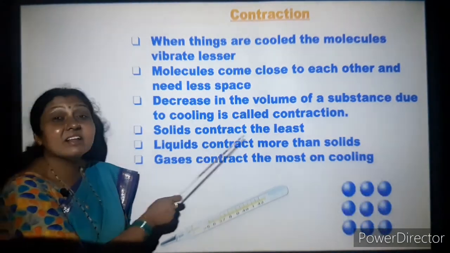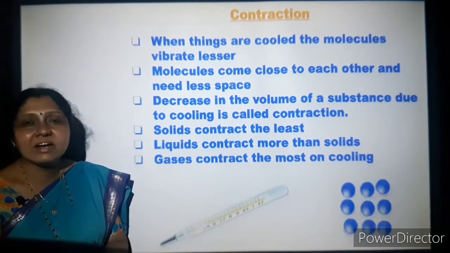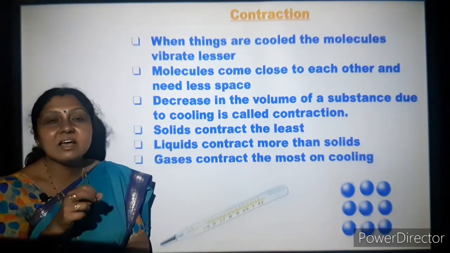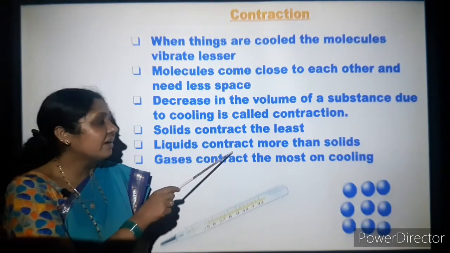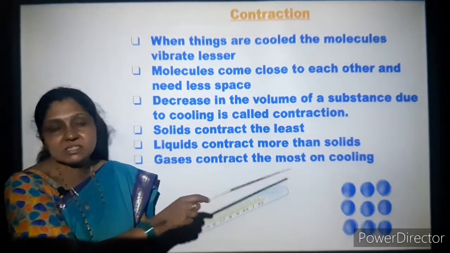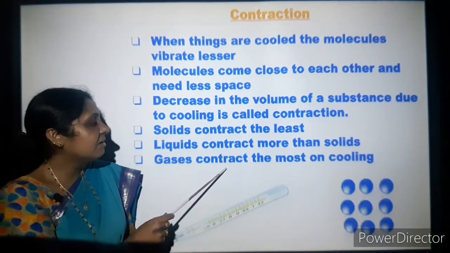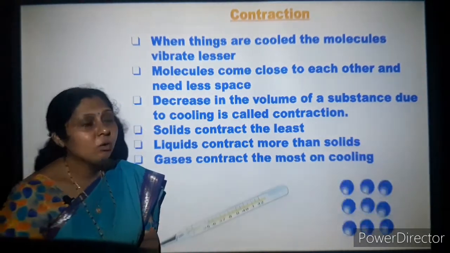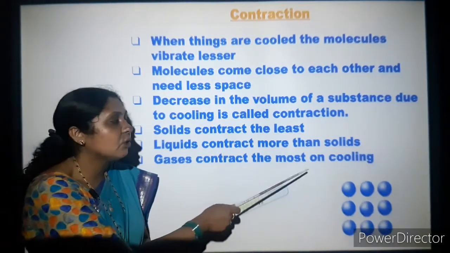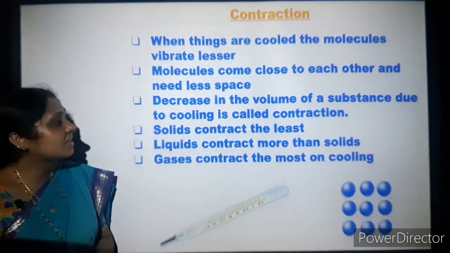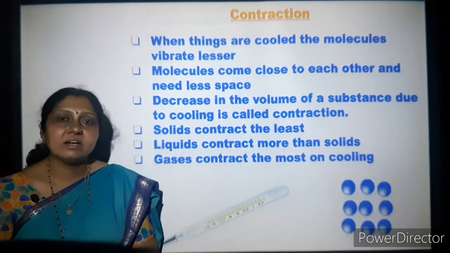Solids contract the least. So, you can see contraction in the solids in the least form. Liquids contract more than solids. Gases contract the most on cooling. So, this is the process of contraction.